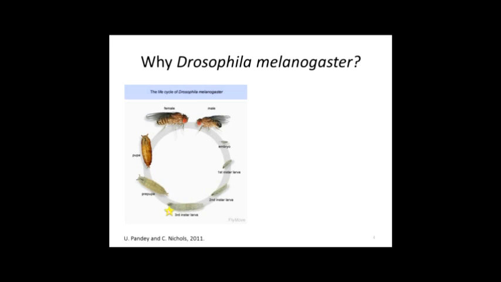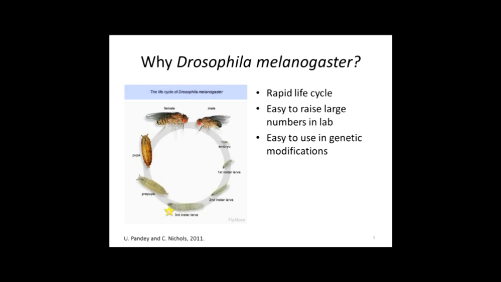So why did I choose the Drosophila melanogaster? The Drosophila is a popular organism used in many different types of experiments for a lot of different reasons. It has a rapid life cycle, it's easy to raise in large numbers in the lab, easy to use for genetic modifications, and its neurophysiology is similar to that of a human. And to the left is a picture of the Drosophila life cycle, and the third instar larva with the yellow star at the bottom of the picture is the stage in the larval life cycle that I chose to use in my experiments.